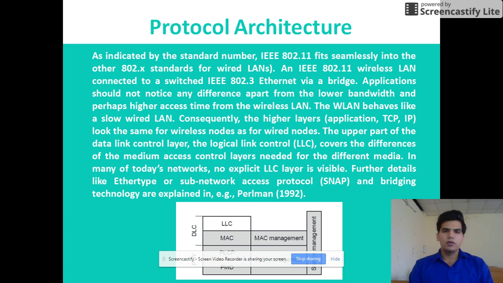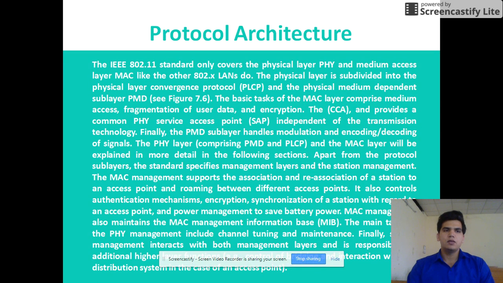So how does it work? Let's see. The IEEE 802.11 standard only covers the physical layer and the medium access layer, and every other 802.x LAN does the same. The physical layer is subdivided into the Physical Layer Convergence Protocol, that is PLCP, as shown in the figure, and the Physical Medium Dependent sublayer, PMD.